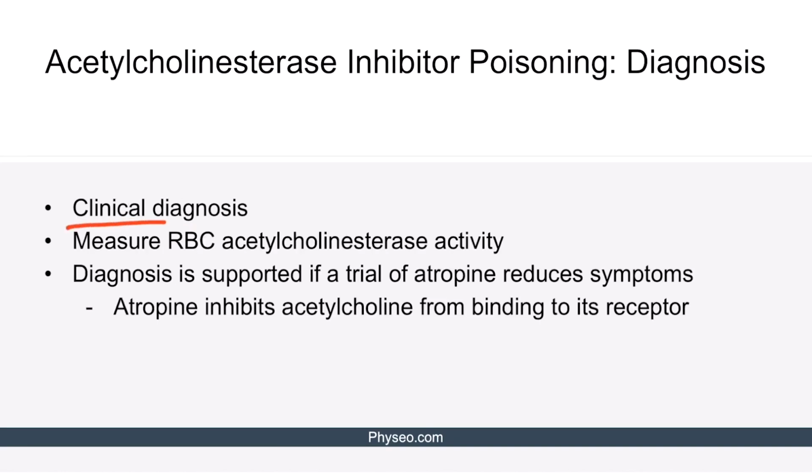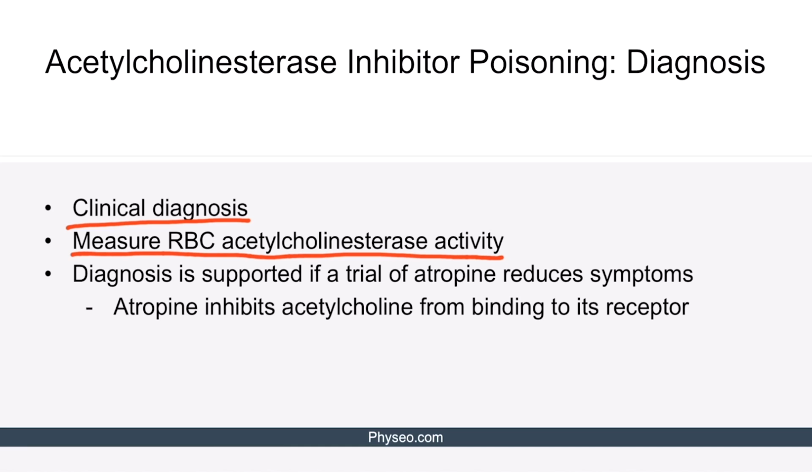Diagnosis is usually based on clinical signs and symptoms. However, some things can be assessed to support the diagnosis. One test that can be performed is a measurement of the red blood cell acetylcholinesterase activity. If the activity is low, this could indicate that the patient has acetylcholinesterase inhibitor poisoning. The diagnosis can also be supported if a trial of atropine reduces symptoms.